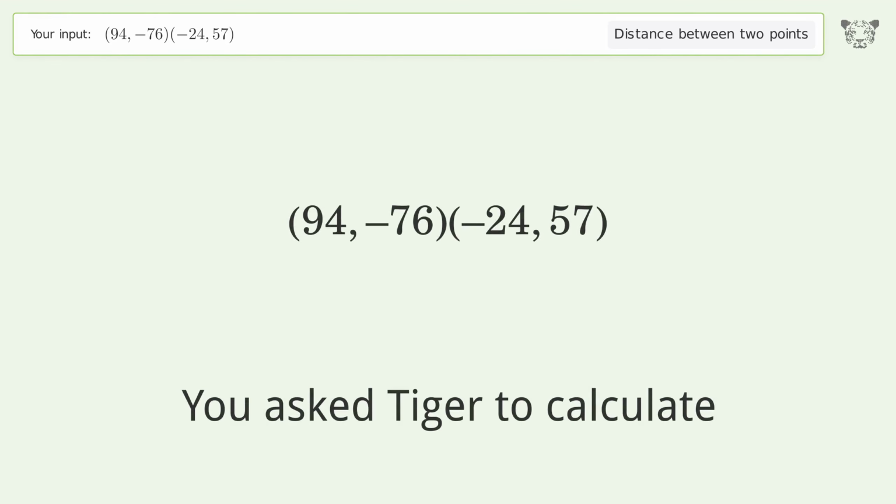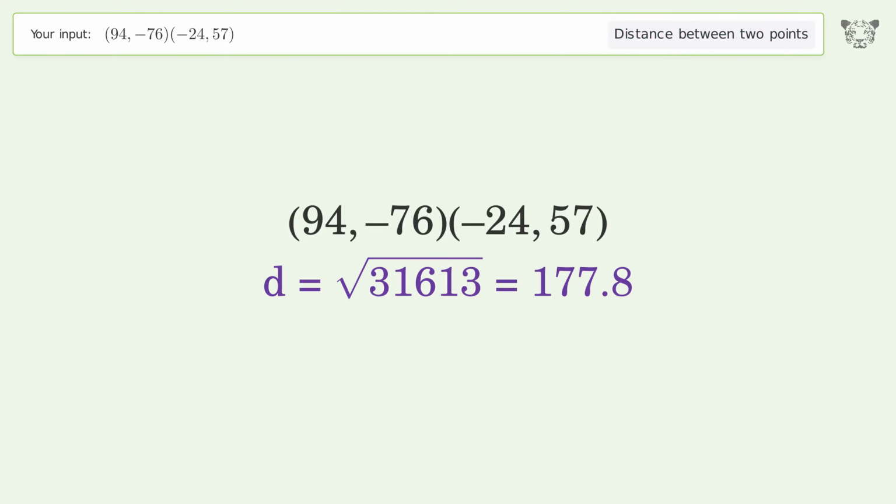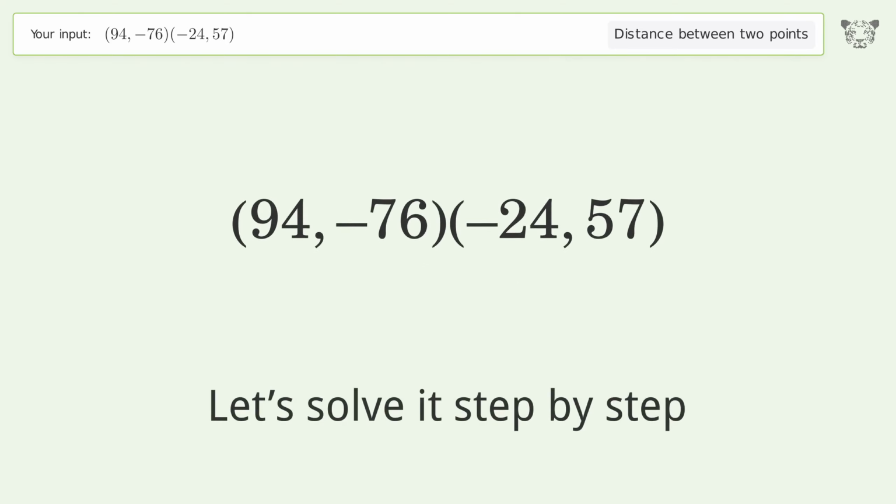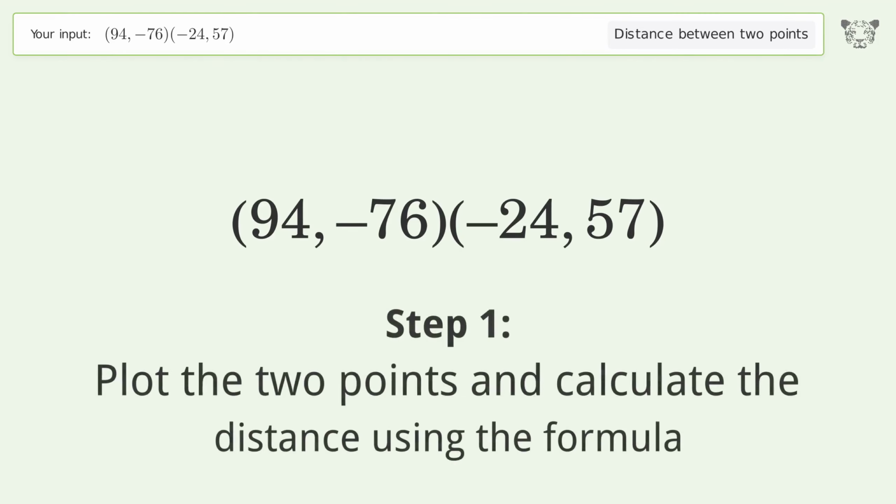You ask Tiger to calculate. This deals with the distance between 2 points. The distance between the 2 points is the square root of 31,613, or 177.8. Let's solve it step by step. Plot the 2 points and calculate the distance using the formula.